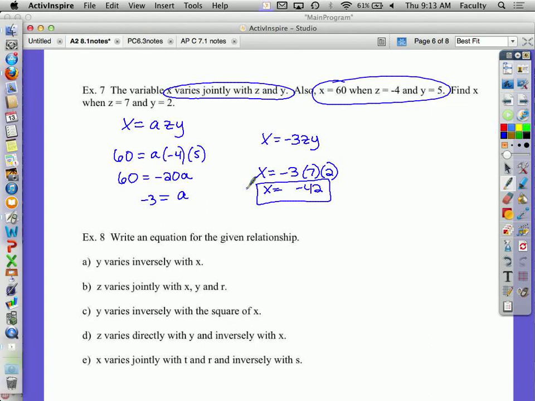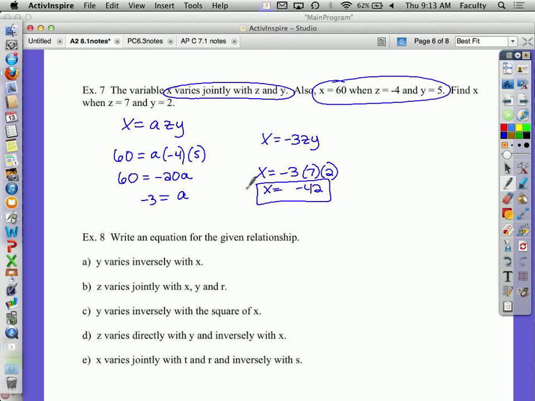Alright, now I want to give you a head start on me. Now in example 8, we're going to do something called compound variation, where you're going to mix direct, inverse, and joint all together. So in letter A, try all 5 of those.